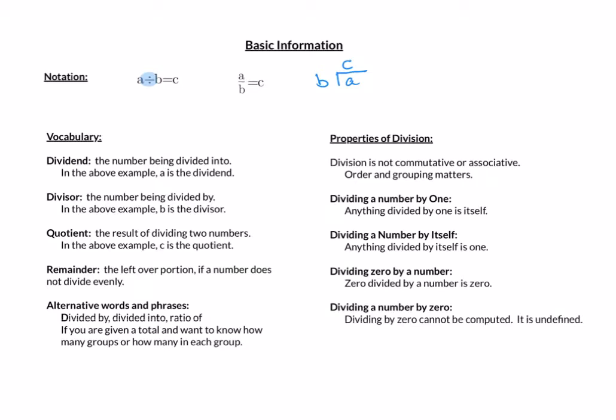So some properties of division. One thing to note about division is it is not commutative or associative. So order and grouping do both matter. We have dividing a number by 1. Anything divided by 1 is itself. We also have dividing a number by itself. Anything divided by itself is 1.